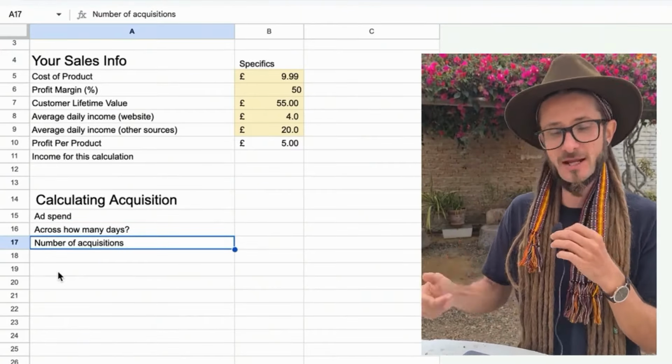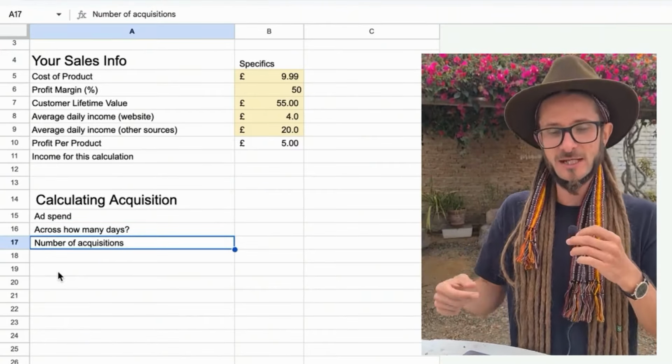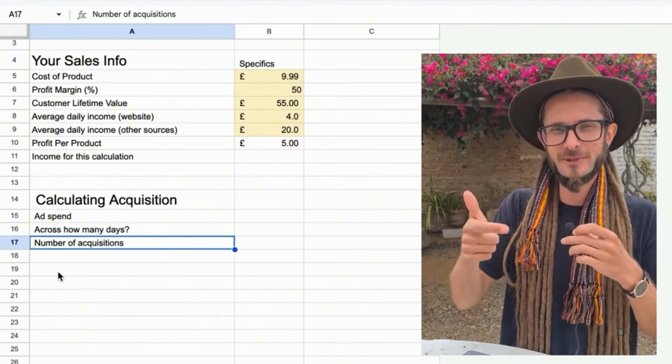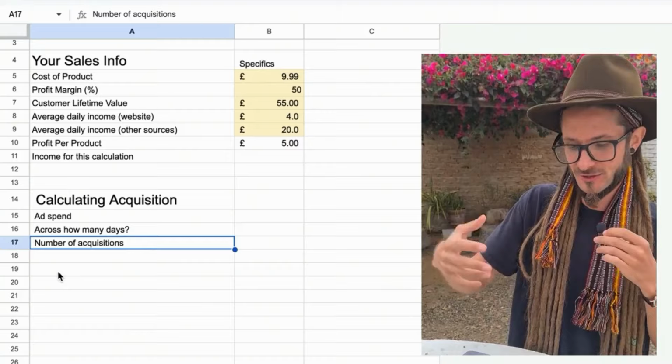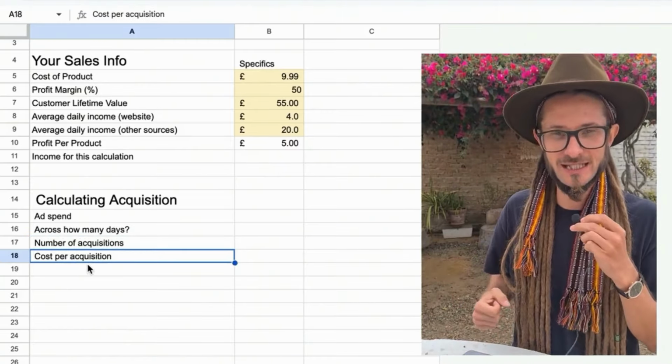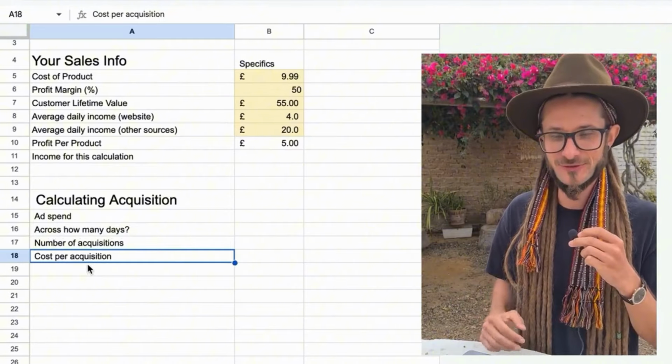Then you're going to add in the number of acquisitions you've gained. This is however many acquisitions you've already gained in your ads, or how many acquisitions you want to gain in your projections. We have to add those in as well. Then the cost per acquisition is self-calculated within this spreadsheet depending on the other results. So that's kind of cool.